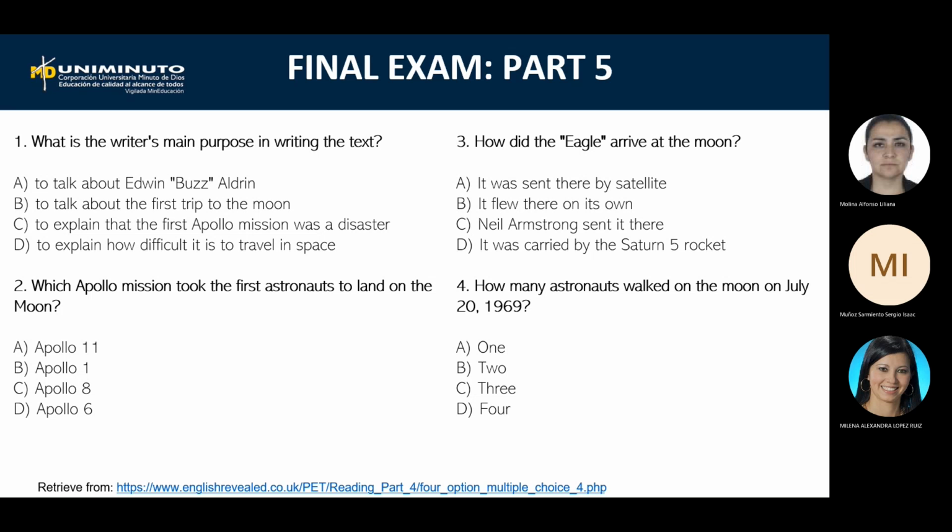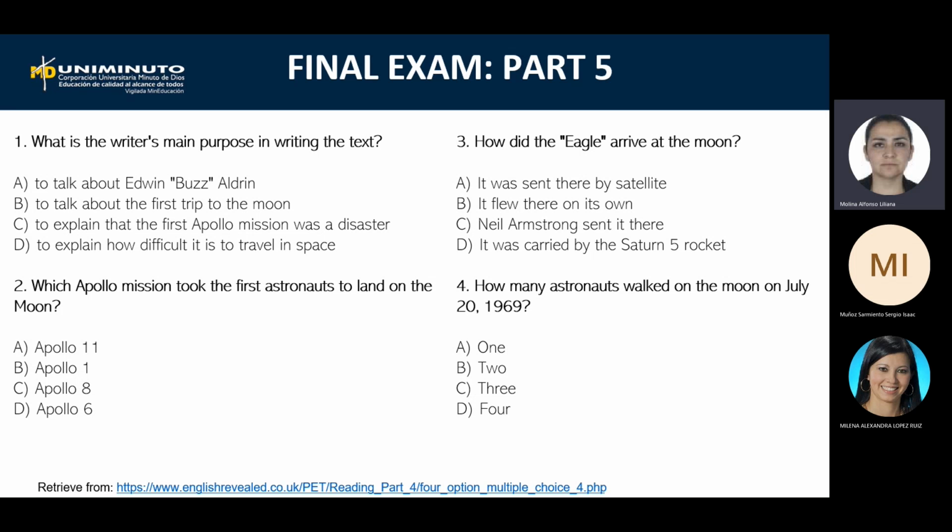Okay, number 3, Liliana. How did the Eagle arrive at the moon? I think that it was carried by the Saturn V rocket. Yes, that's the correct one. Perfect. And number 4, how many astronauts walked on the moon on July 20, 1969? B, 2. Okay, easy. Really? Was it easy?